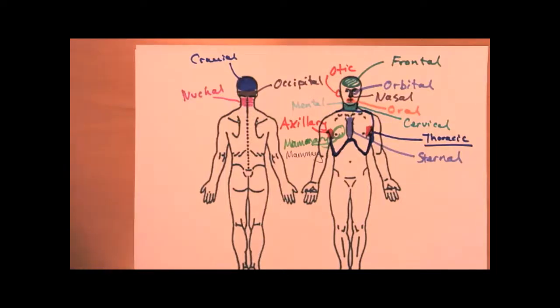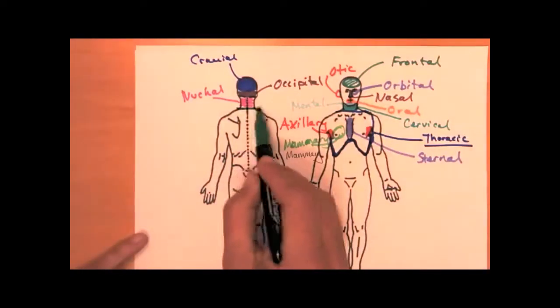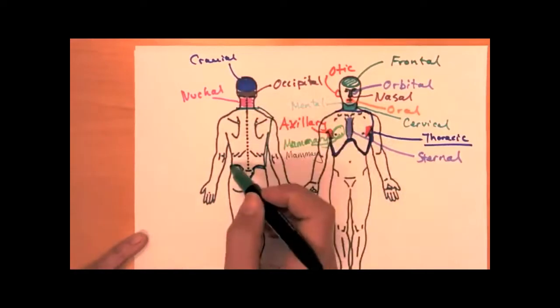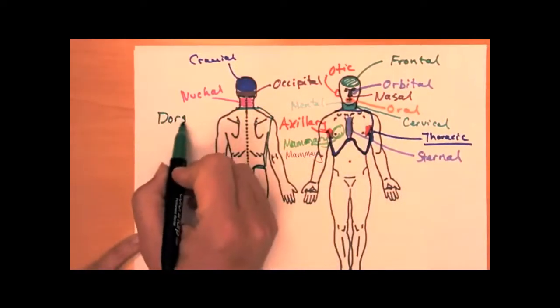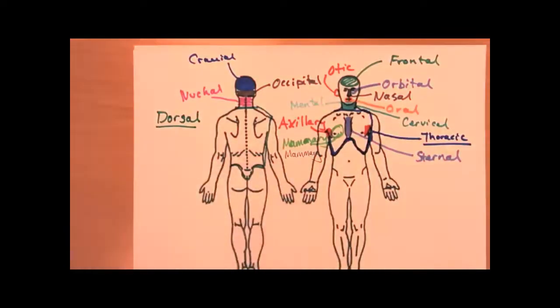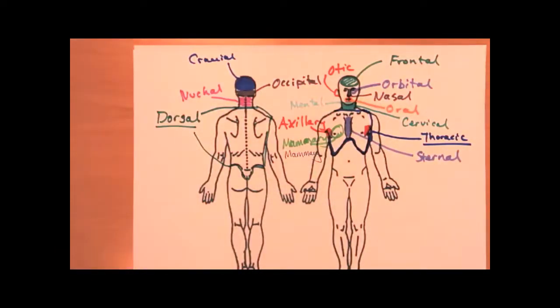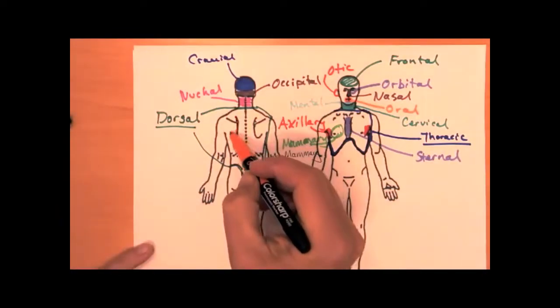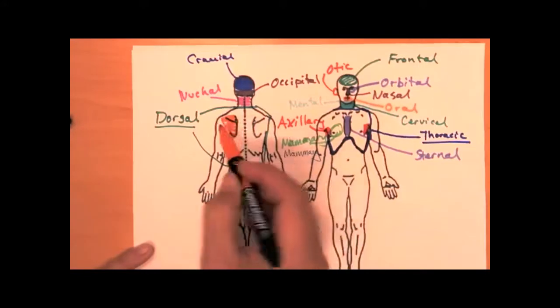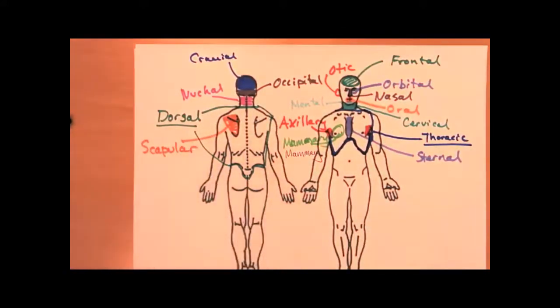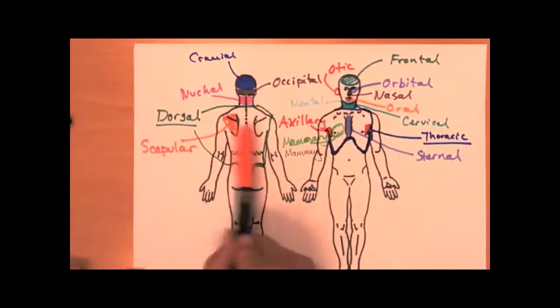On the posterior side, the back is conveniently called the dorsal region. All right, again, this is a major region, which includes a lot of sub-regions. Okay, specifically, the shoulder blades, just what these guys are right here. This is called scapular. And of course, there's two, one on each side.